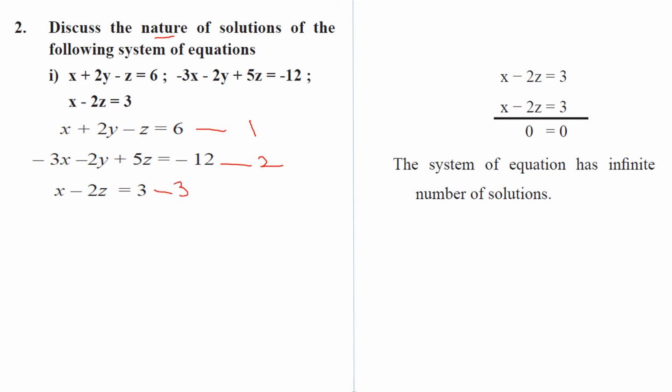So compare any two equations and eliminate an unknown variable. So first equation: x plus 2y minus z equal to 6. Second one: minus 3x minus 2y plus 5z equal to minus 12. So how will you eliminate? Means we can add.